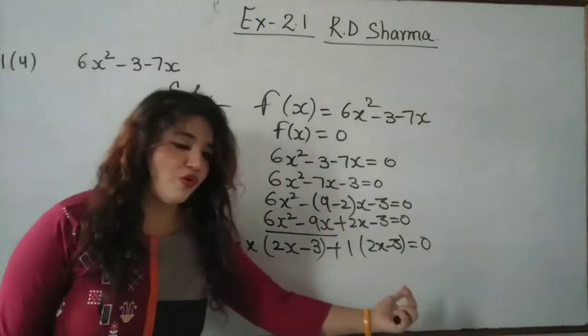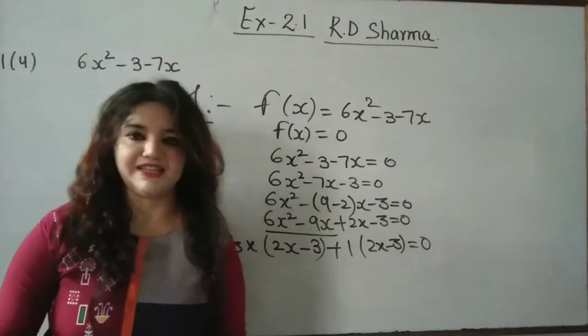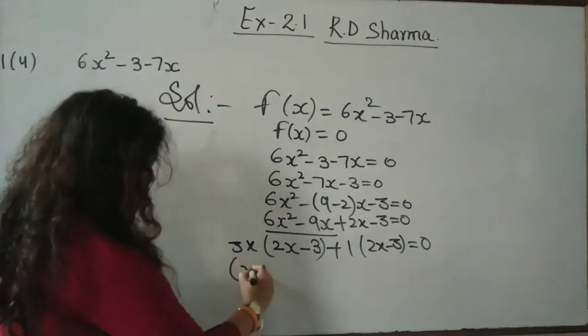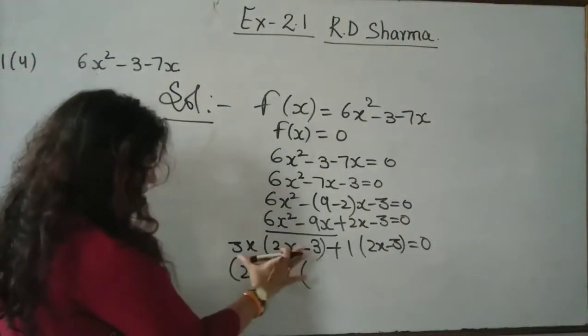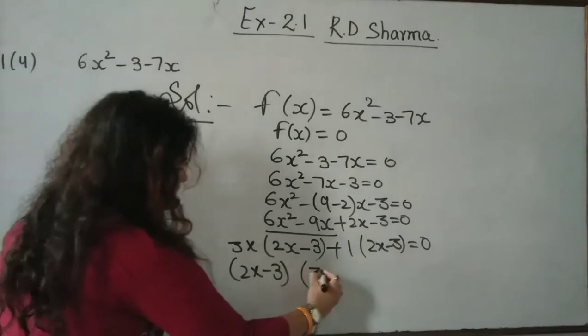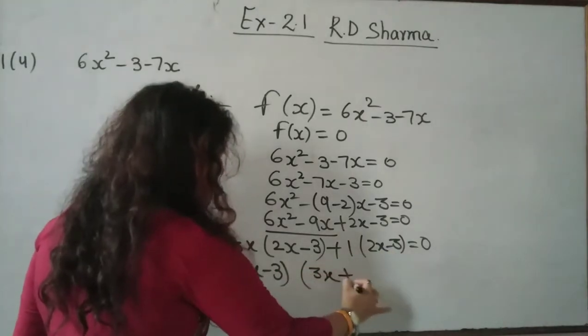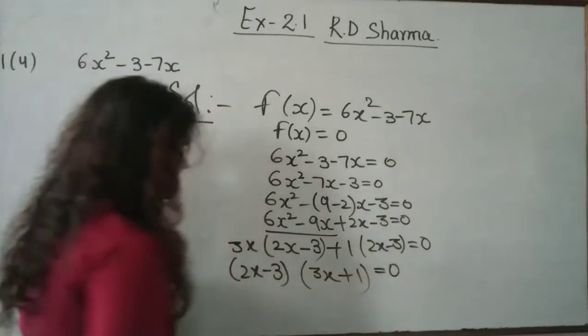And now what is common in the whole? Actually 2x minus 3, that is common. So now we will take 2x minus 3 common. So what is left here? Only 3x is left. And here what is left? Plus 1 is left, is equal to 0.